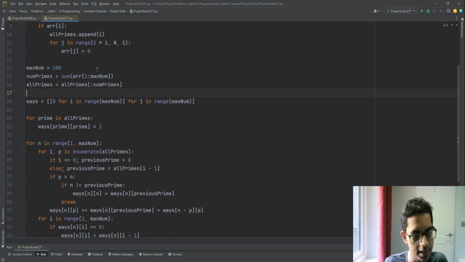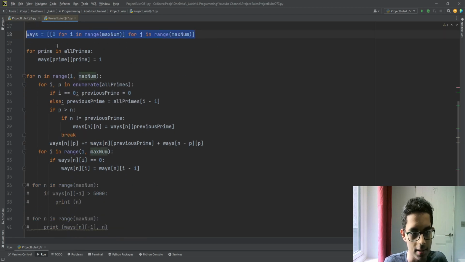Okay, and now what we do is we generate some max number. The reason why we have this max number is we're trying to generate all the ways in which we can add numbers up to this max number. So our guess is that our answer is in the first 100 numbers, which is why we set max number to be 100, but we can obviously increase this if it's not within the first 100 numbers. And then we generate the ways array.